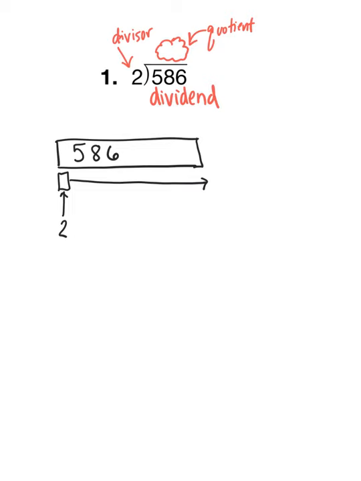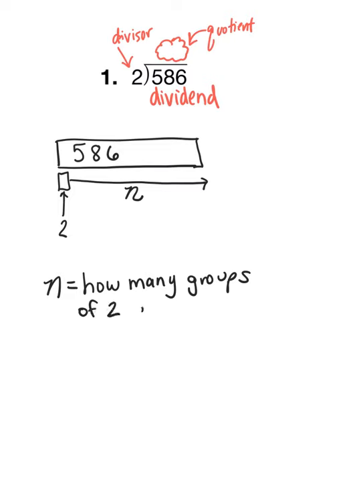And on the video on the Envision site, they told you, let's represent the total number of groups of 2 with the letter N. That represents our unknown, what we're trying to figure out. Okay? So copy this down. We're trying to figure out how many groups of 2 can we make with 586. Whoops, spelling. How many groups of 2? Why won't it let me erase?